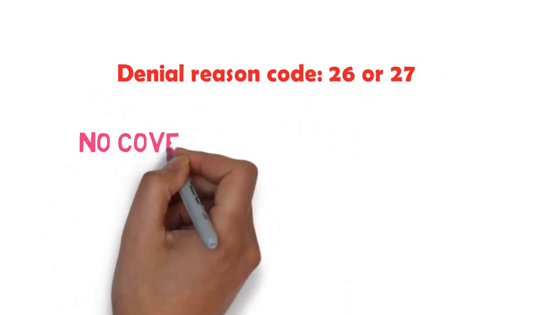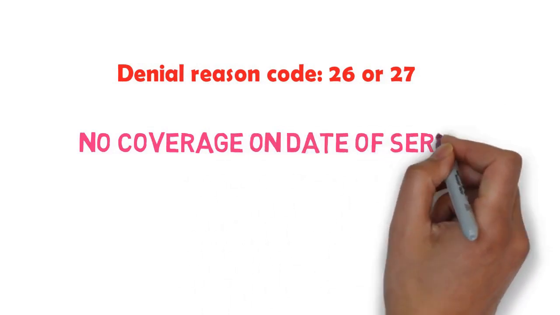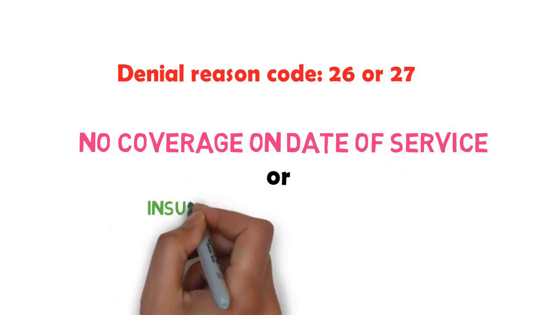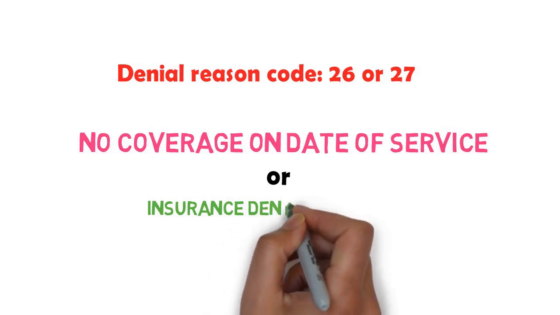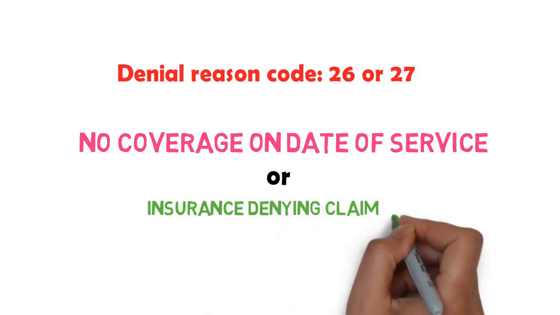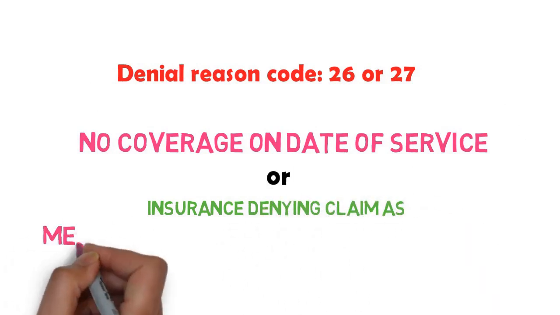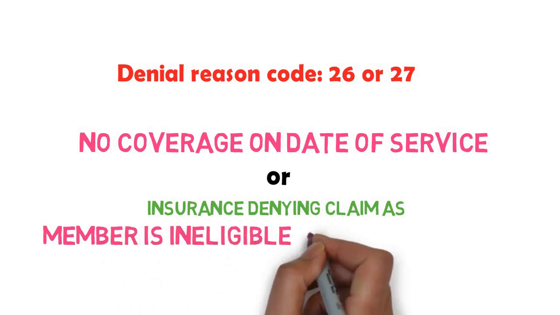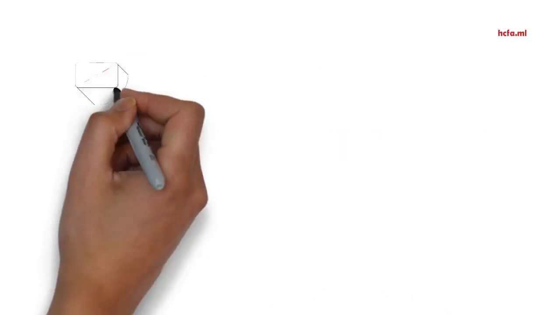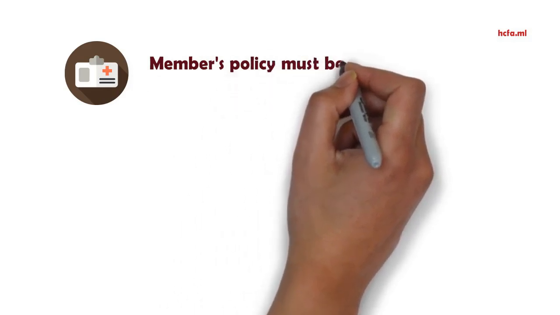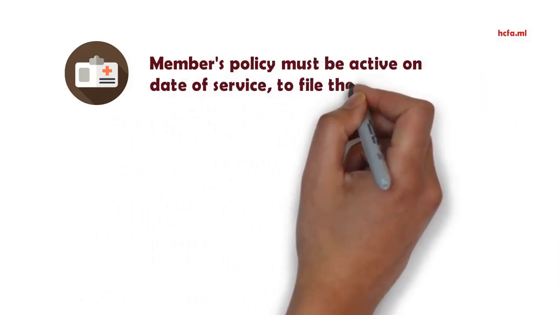Denial reason code 26 or 27: no coverage on date of service, or insurance denying the claim as the member is ineligible on date of service. The member's policy must be active on the date of service to file the claim to insurance.